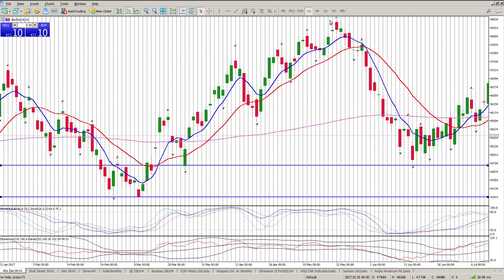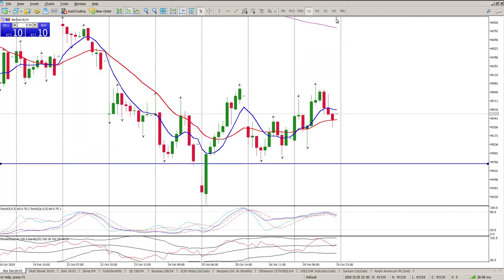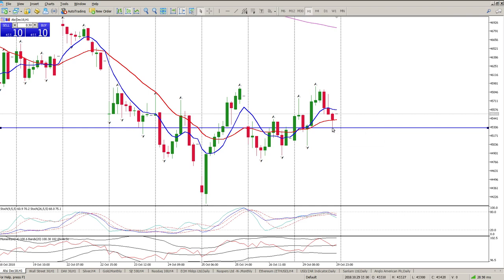So that's me for today. Just going to watch those two levels. So watching for a break below 45,292, 45,300 basically. Break below 45,300, I can expect more downside.